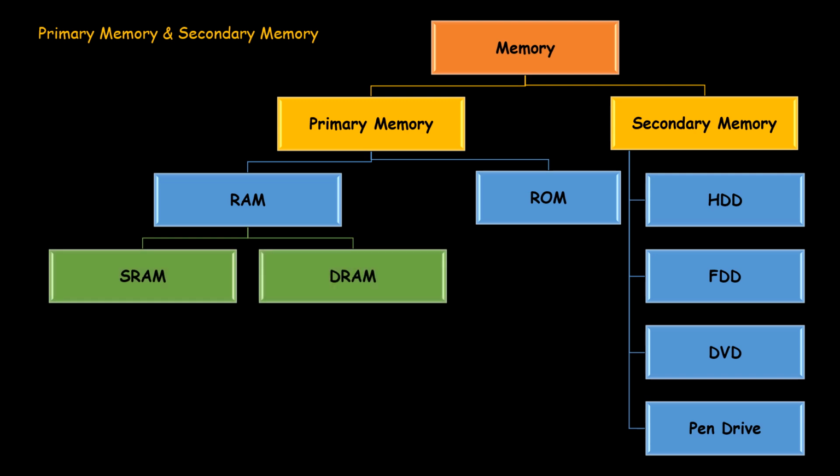SRAM is faster and does not need to be refreshed, used for fast and temporary data. SRAM is further divided into registers and cache memory. DRAM is slower and needs to be refreshed. It is used for general storage of data during processing.